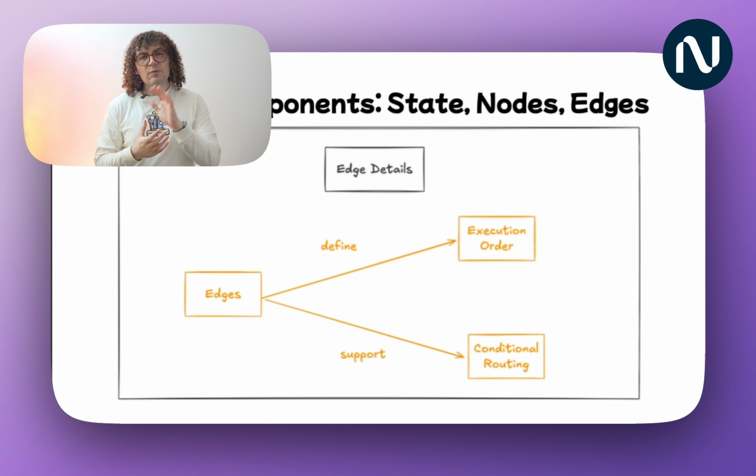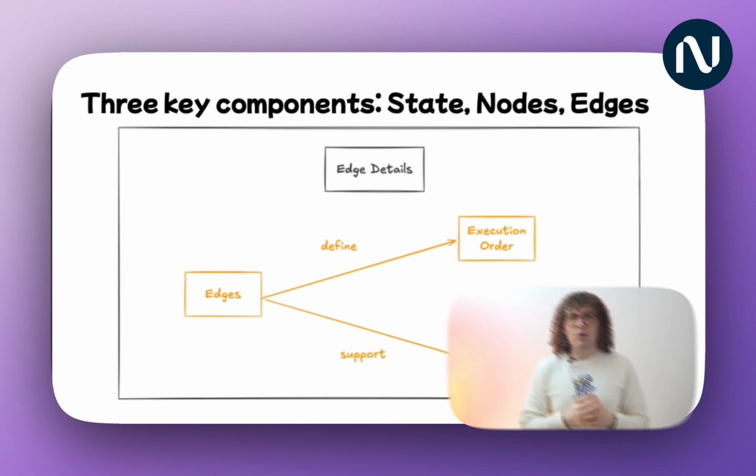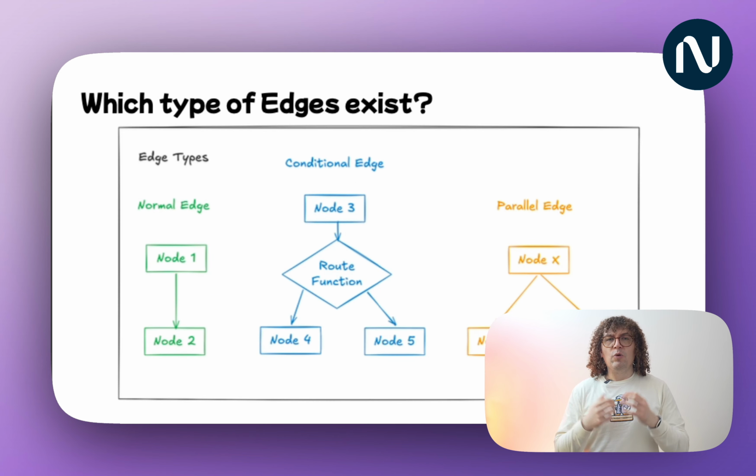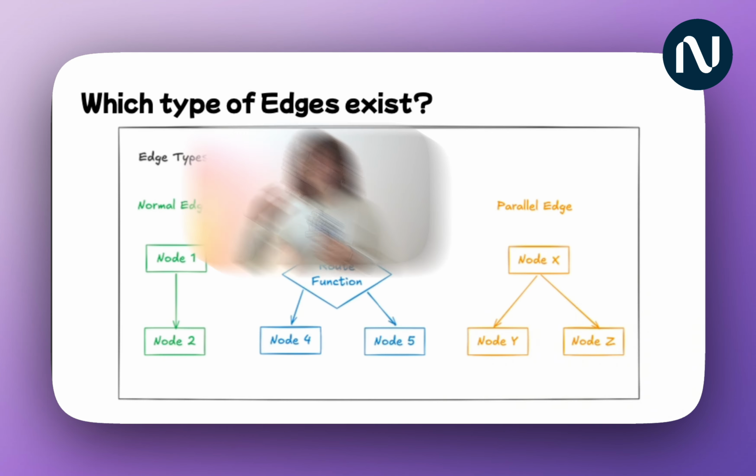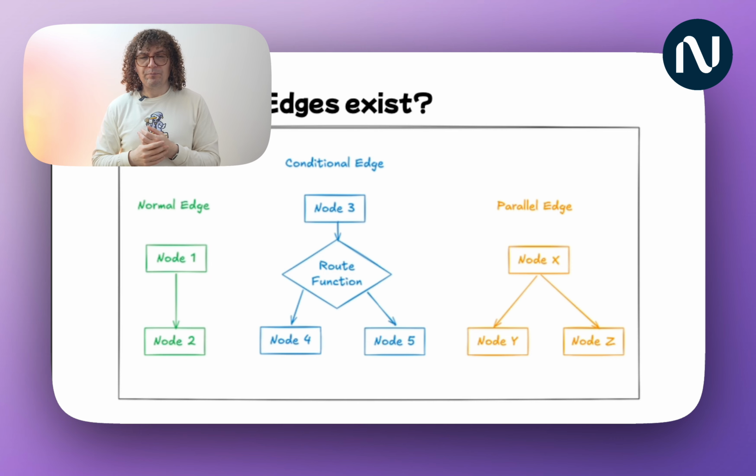And this brings us to our next point, which is which types of edges exist. Is there only one type of edge, or are there multiple types? Well, we have, of course, the normal edges. Node 1 precedes node 2. And here, the edge is only connecting these two, outlining this relation.